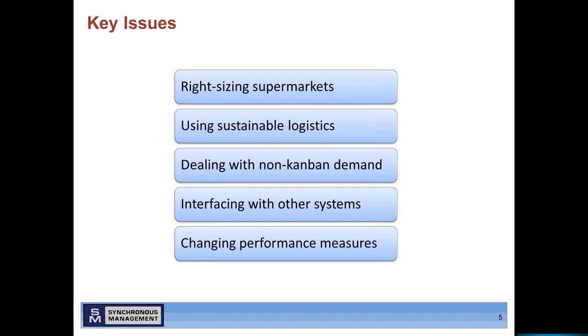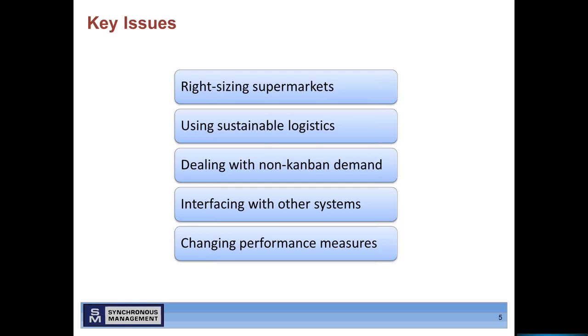One is making sure that you get supermarkets right-sized. Now a lot of people will tell you, pick a number, start it, and then adjust it based on the results you see. And that's one way to approach it. However, if you quantify your supermarkets, if they're data-driven, it gives you an additional level of control and understanding of your production flow. So making sure you get the math right is really important.